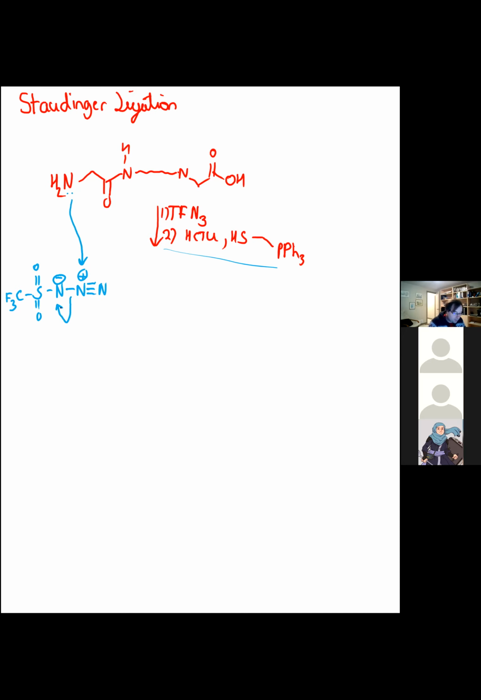that happens. So what's happening here is you're transferring a diazo group, two nitrogens, onto the other nitrogen, and you're releasing a triflamide. And because that triflate group is so good at stabilizing negative charges, it's actually possible to do. So this goes to azide.